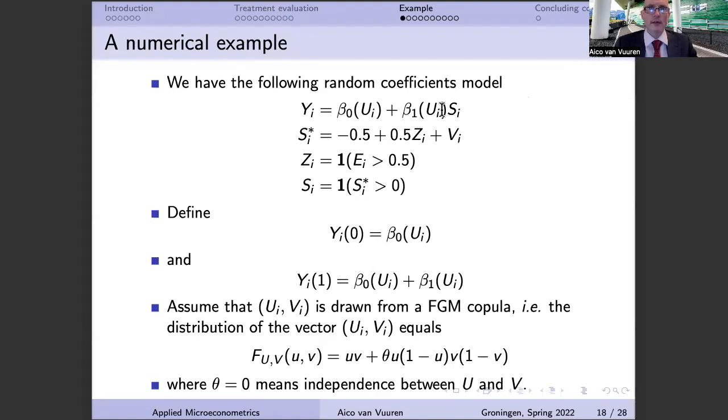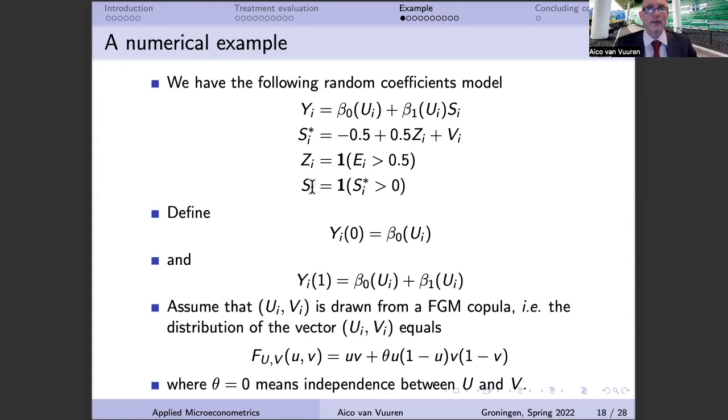First of all, we have this equation that we have already seen a couple of times before. In addition, we are going to introduce an additional variable, Si star, defined to be equal to minus a half plus a half times Zi plus Vi. And Zi is an indicator function that indicates that Ei should be larger than a half, where I assume that Ei is uniformly distributed. That essentially means that randomly 50% of the population is going to have a Zi equal to 0 and 50% a Zi equal to 1.